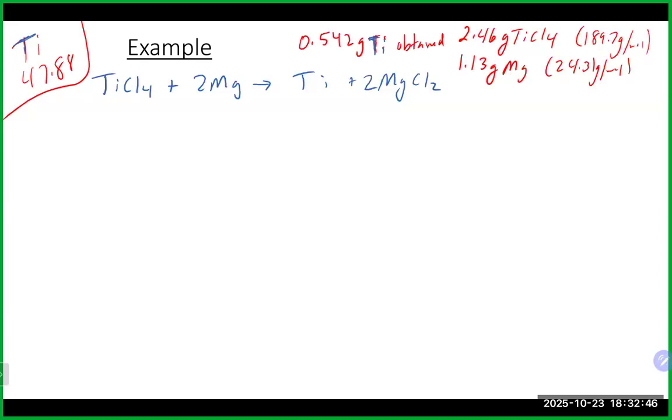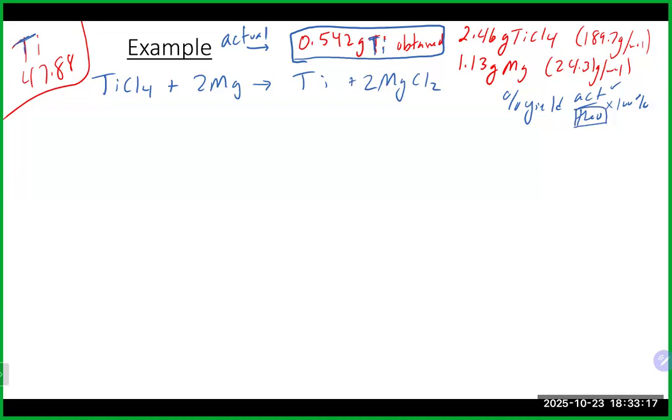All right, so we have our equation here. So we are looking for the percent yield, and the percent yield is the actual divided by the theoretical times 100%. Now, in this particular case, we do have the actual given to us. So here's our actual yield, which in this case is 0.542 grams of Ti. So we got the top part. Like usual in these type of problems, we do need to calculate the bottom part, which is the theoretical yield based off of the calculation.